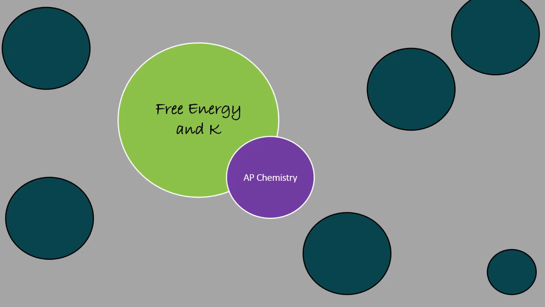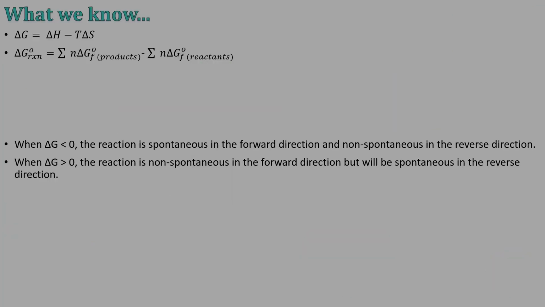This video is going to be about the relationship between free energy and the equilibrium constant K. Okay, so what we know from previous material is that we can get the delta G from this relationship right here, as well as this one right here.